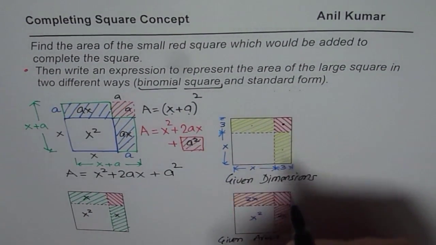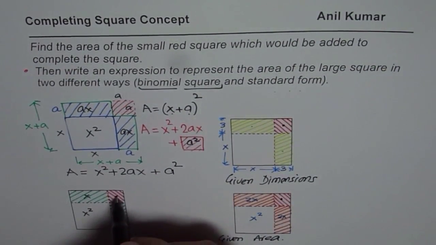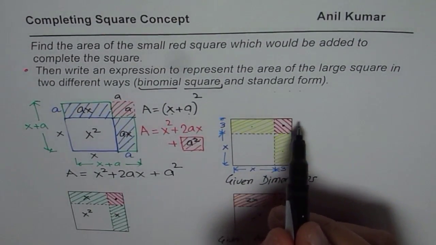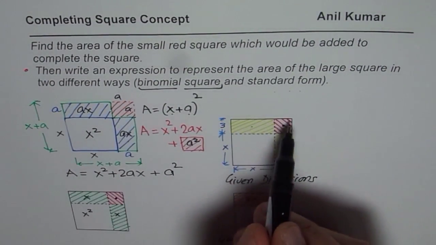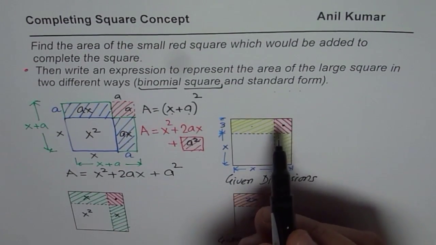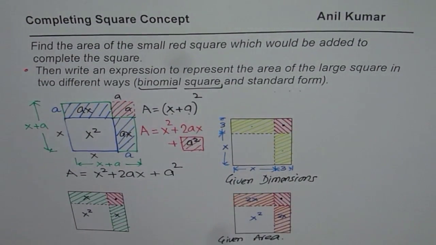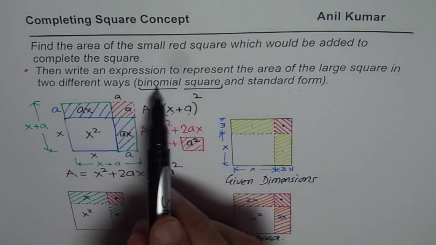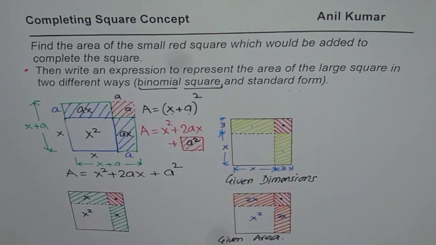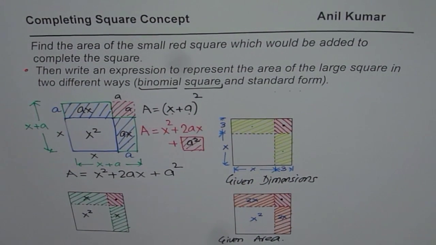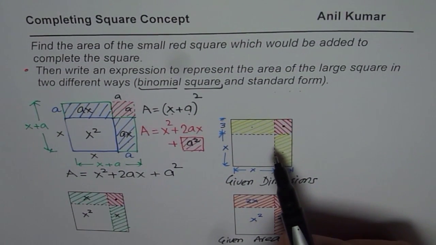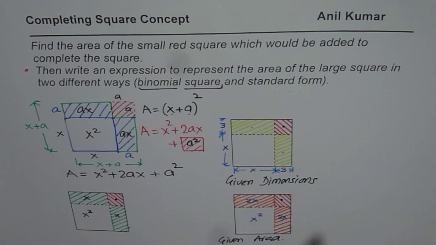First part is, what is the area of this red square, which imagine is not there, but we want to fit it in so that we form a big square. Once you fit it in, then you have to write the solution in two different forms. One we are calling binomial square, the other one standard form. Okay, I hope that makes sense, right? So let me help you answering these questions one by one, but what you can do is pause the video, answer, and then look into my suggestion.